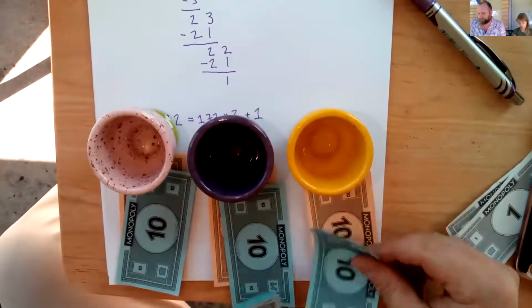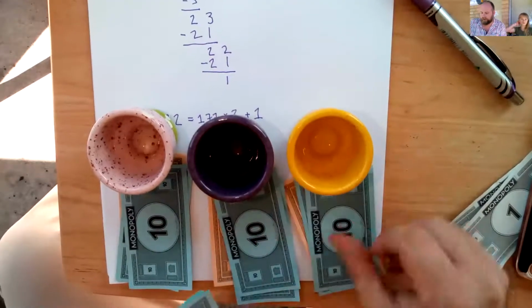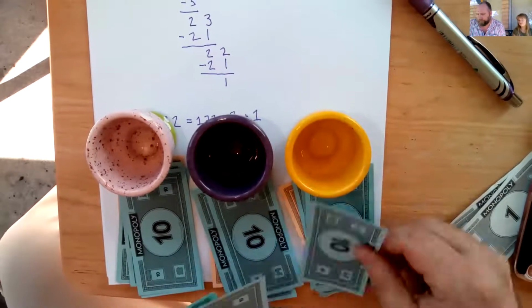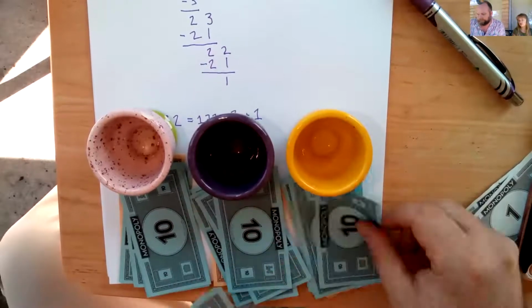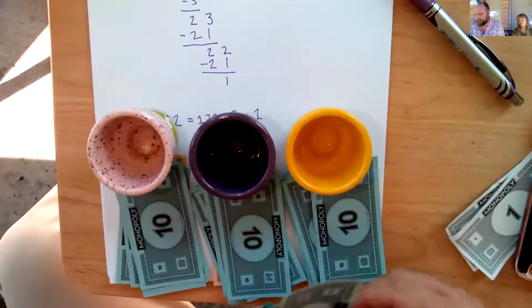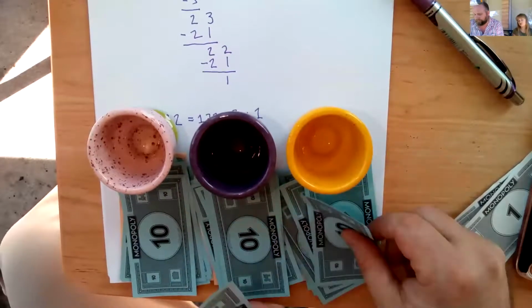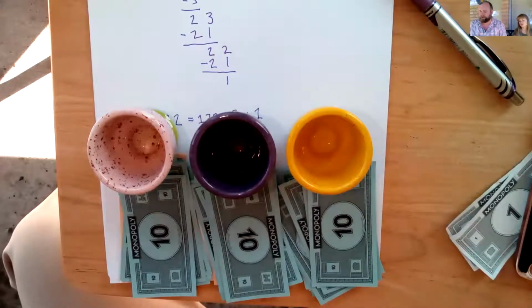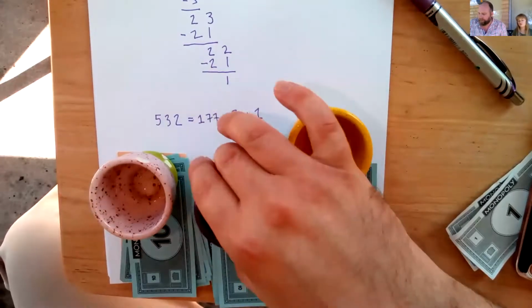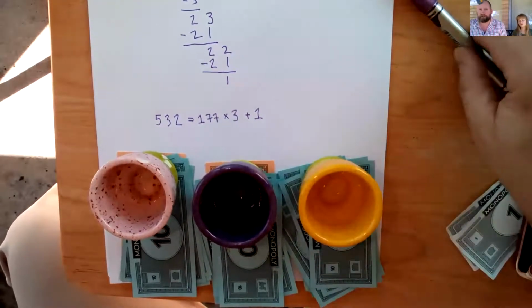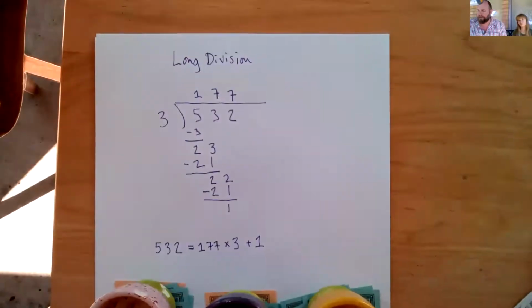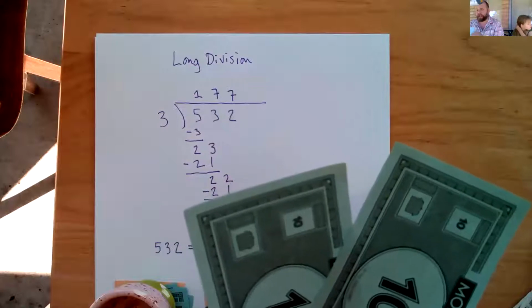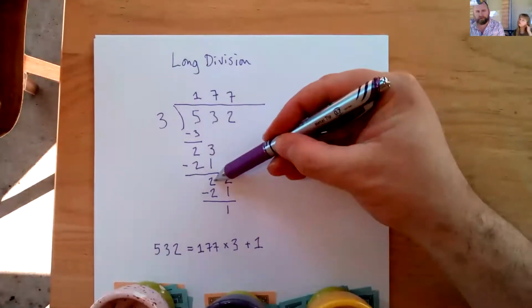1, 2, 3, 4, 5, 6, 7. Oh, and now I have fewer than 3, so I have to stop. Okay, so the 7 $10 bills in each pile, that corresponds to this 7 right here. And the 2 10s that I have remaining, that corresponds to this 2 right here.